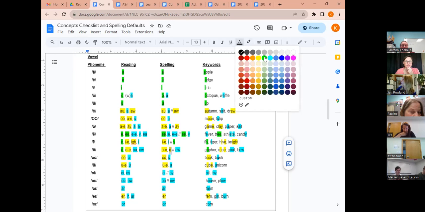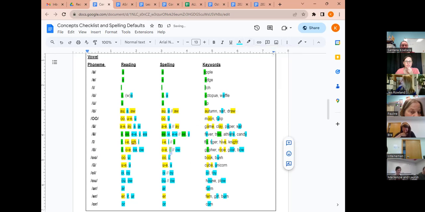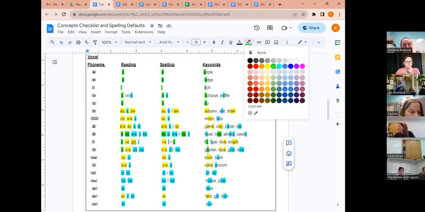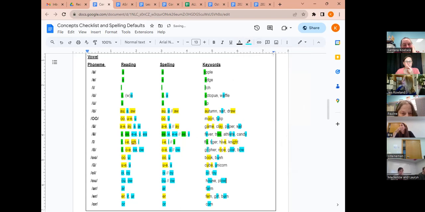Oops, this should actually be highlighted blue. Little error there. Oh, and gopher should also be highlighted blue. I'm sorry, this probably caused a little confusion. Gopher is that two-syllable word that shows the open O sound.